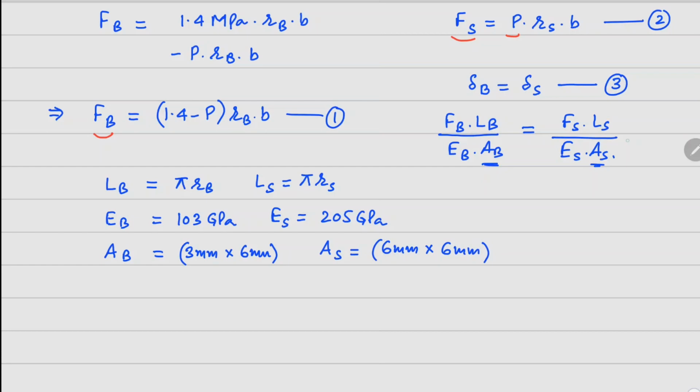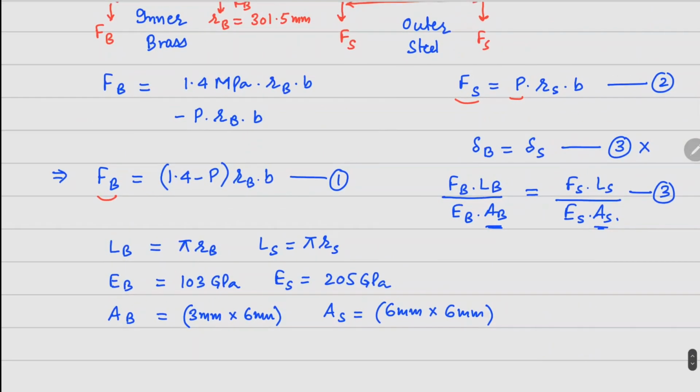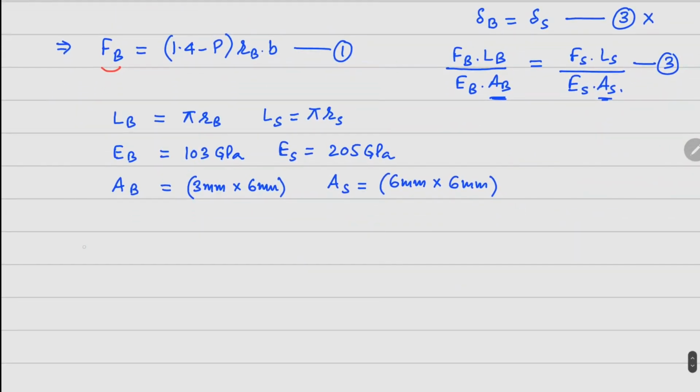So now we have everything here. So we can discard this and we can take this as third equation, because now we have a relationship in terms of FB, FS and P. So if I solve these three equations, I get the value of P as 1.11 megapascals, value of FB as 520.6 newtons, and value of Fs as 2042 newtons.